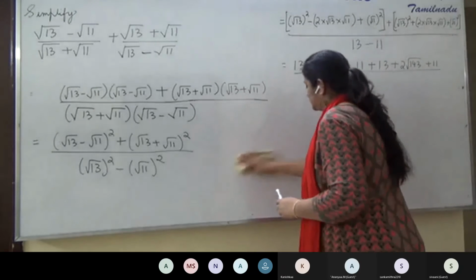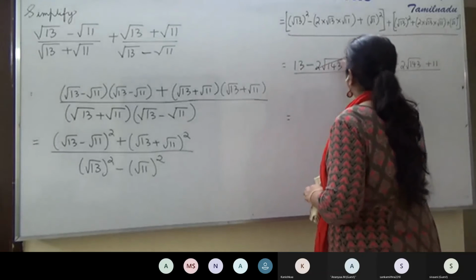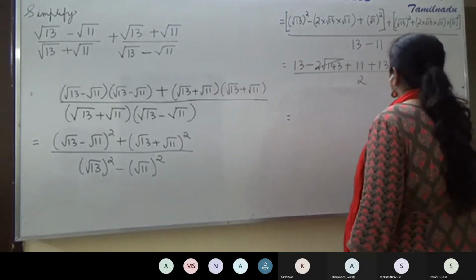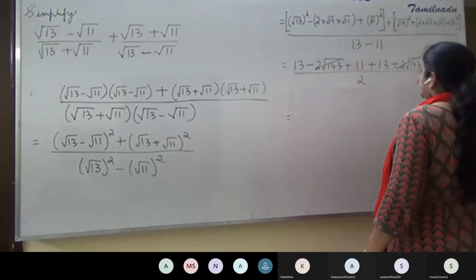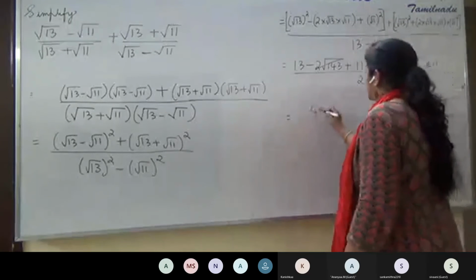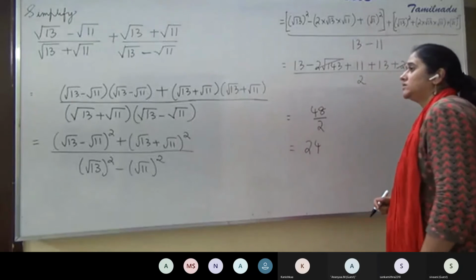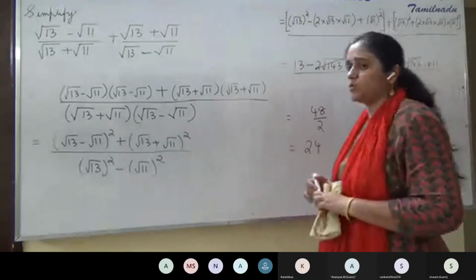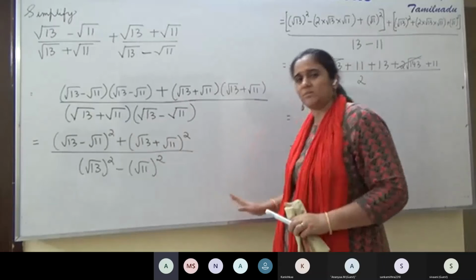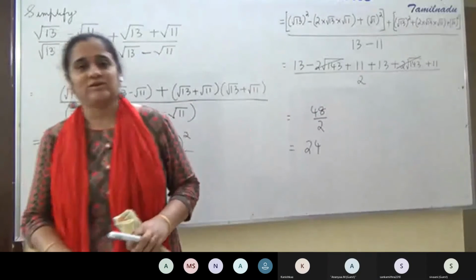So minus 2 root 143 and plus 2 root 143 get cancelled. 13 plus 11 plus 13 plus 11: 26, 36, 46, 48. 48 by 2 is 24. You will get the same answer even if you work in 3 steps: step 1, step 2, and then step 3. Very good.